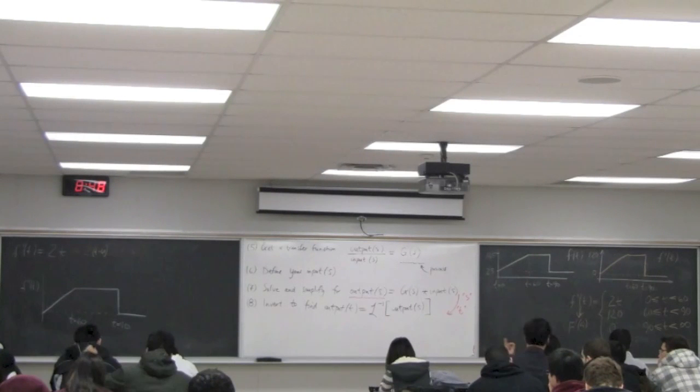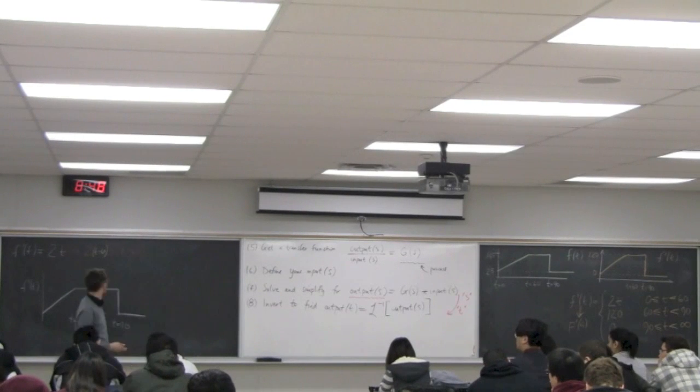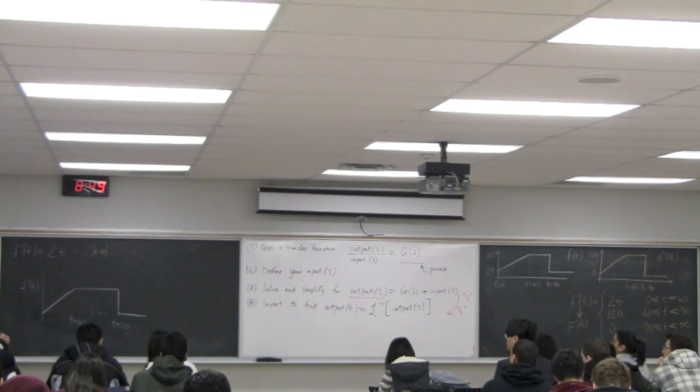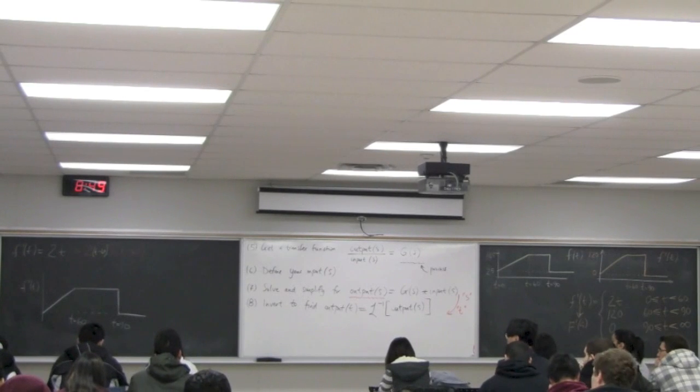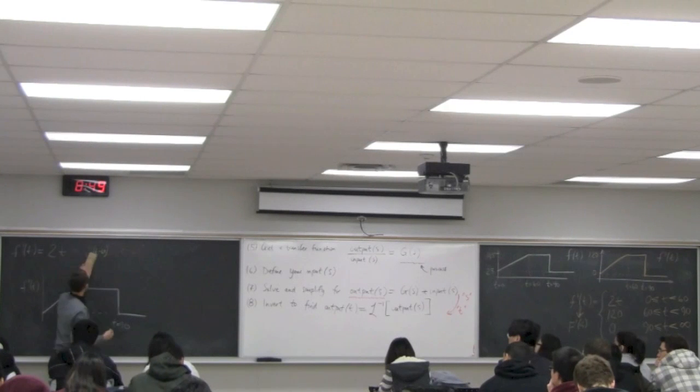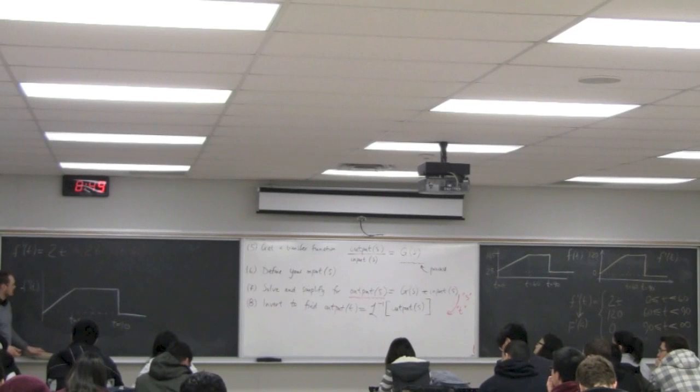Any other suggestions? Is the yellow one right? Is the fire one right? The yellow one's right. The misconception there is a very common one, which is to write simply minus 2t and then multiply by s of t minus 60.